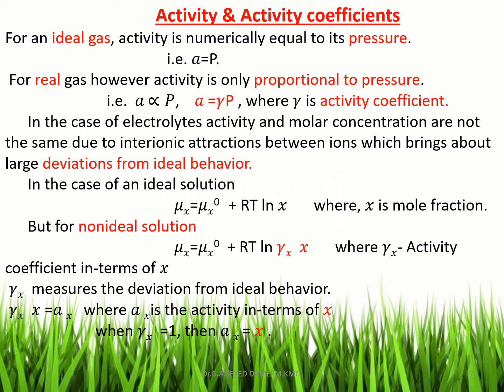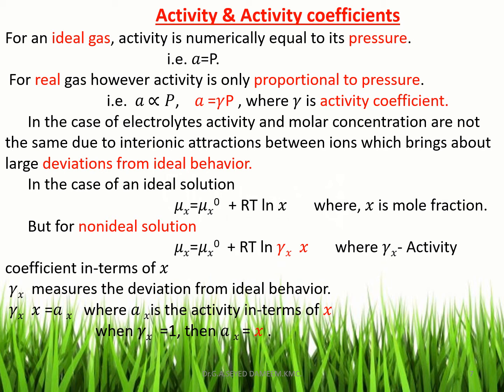In the case of electrolytes, activity and molar concentration are not the same due to interionic attractions between ions, which bring about a large deviation from ideal behavior. In the case of an ideal solution, mu x, that is the chemical potential in terms of mole fraction, is equal to mu 0 x plus RT ln x. Here mu 0 x is the standard chemical potential in terms of mole fraction, R is the gas constant, T is temperature, and x is the mole fraction.